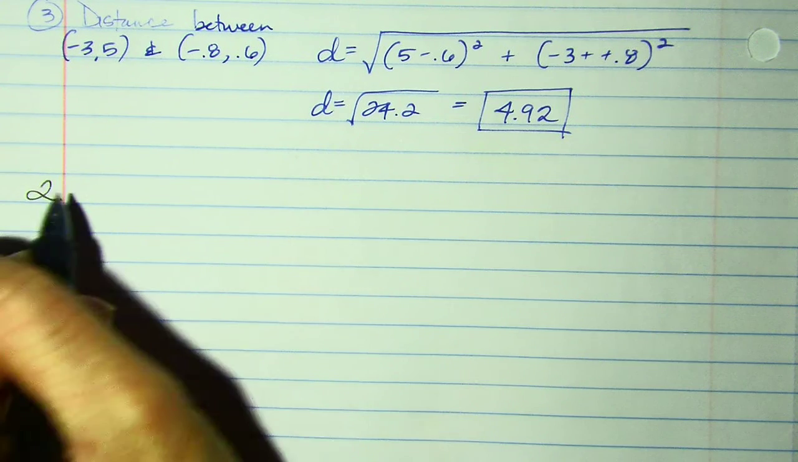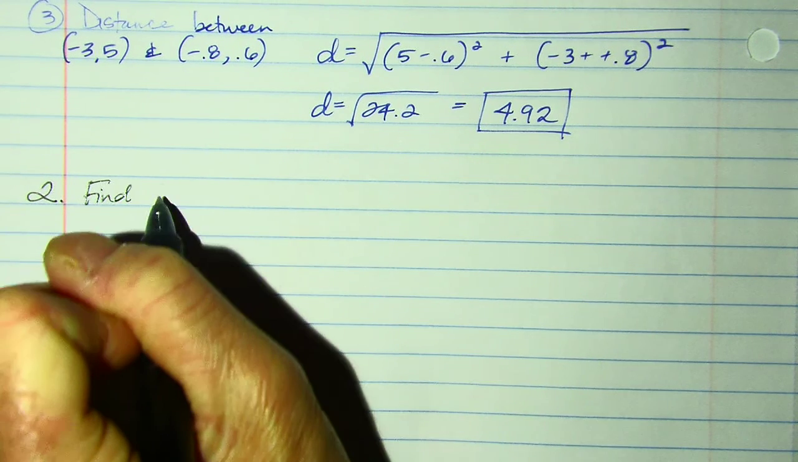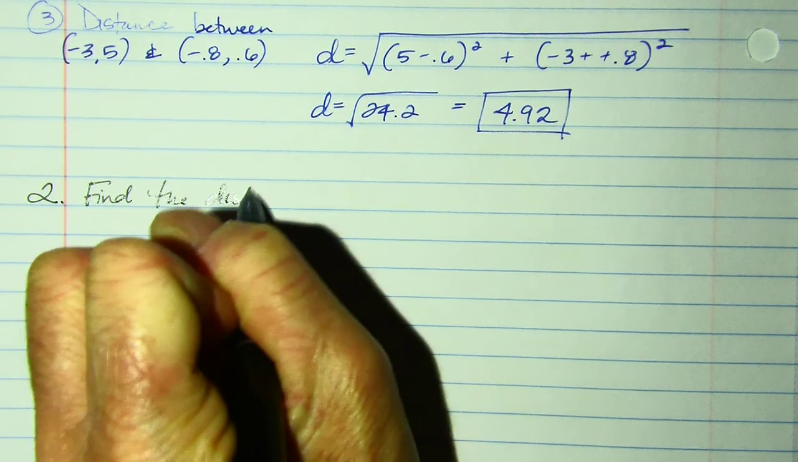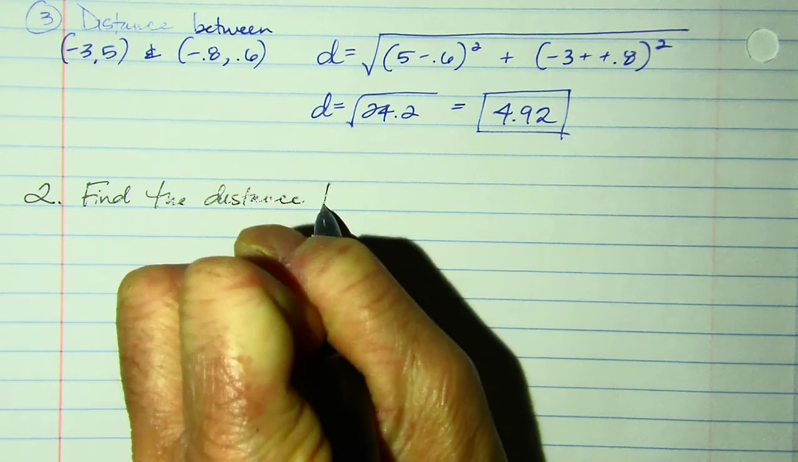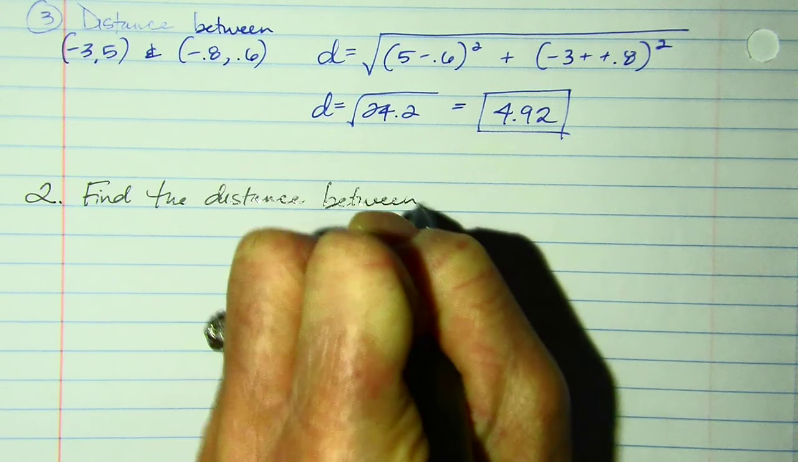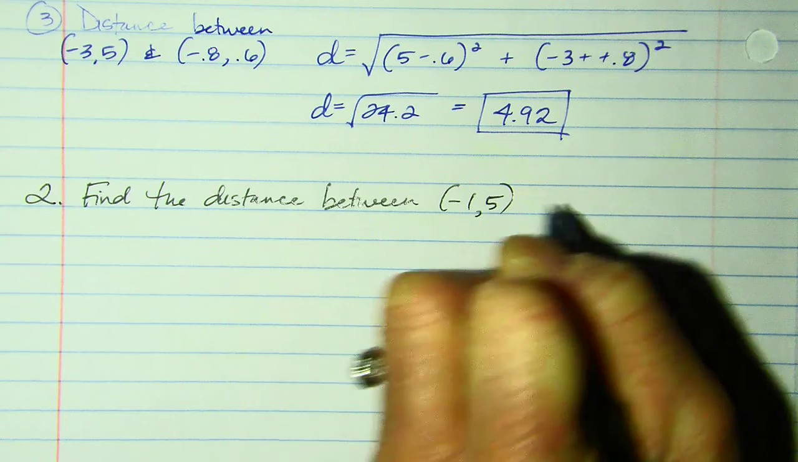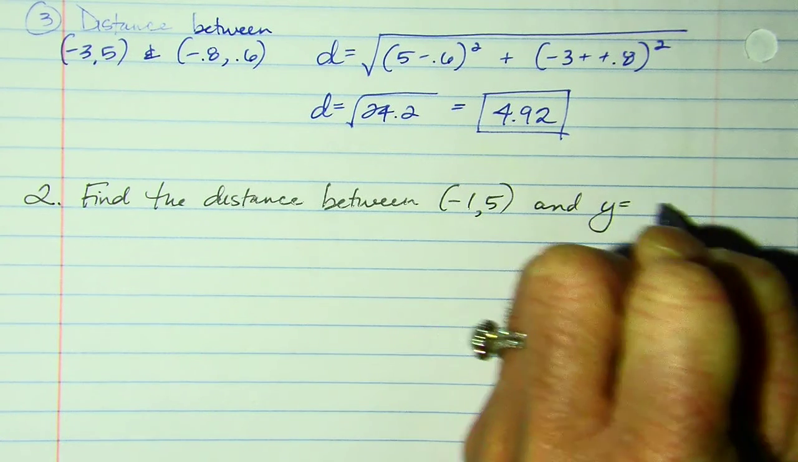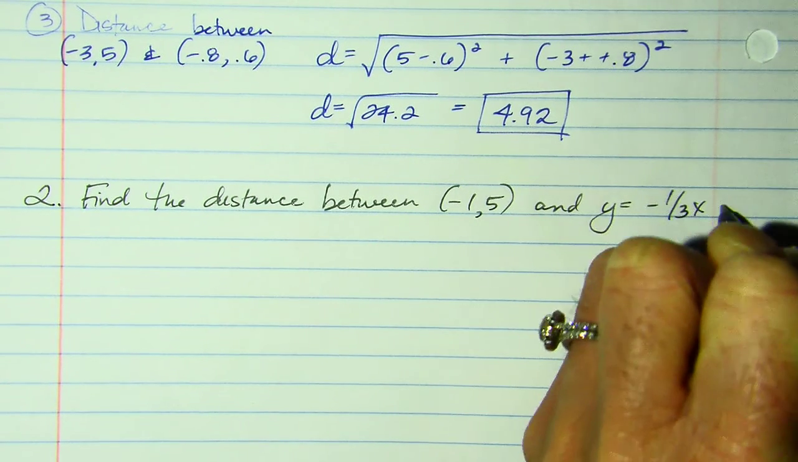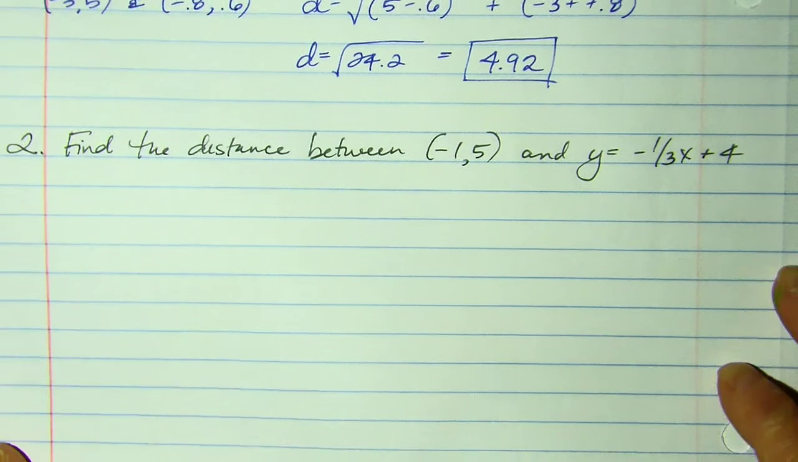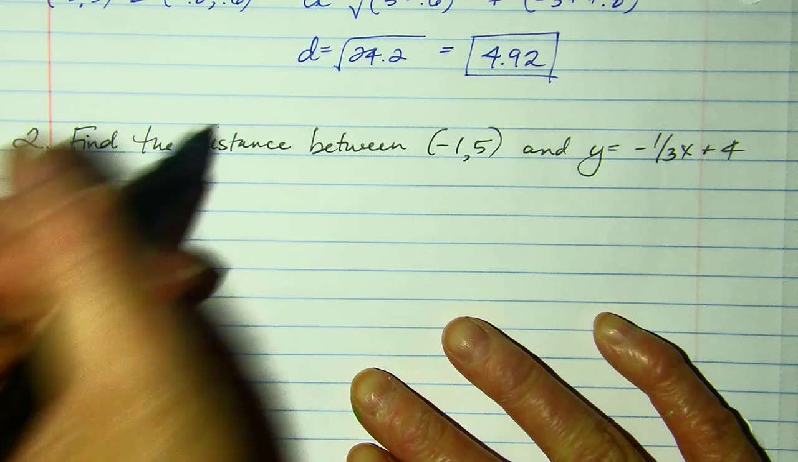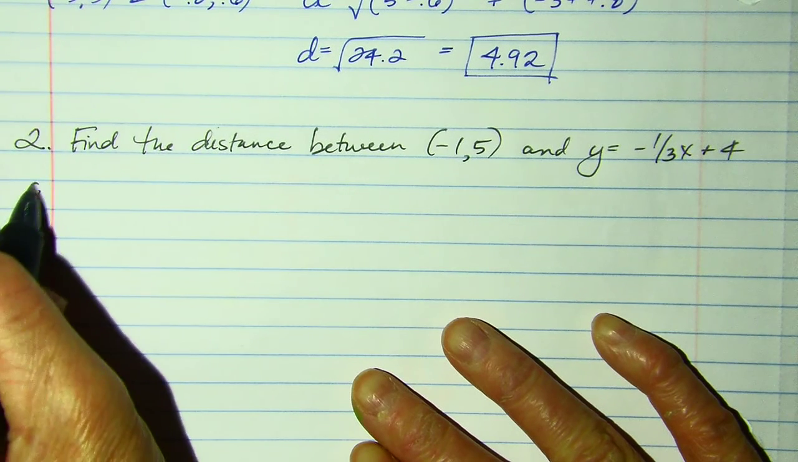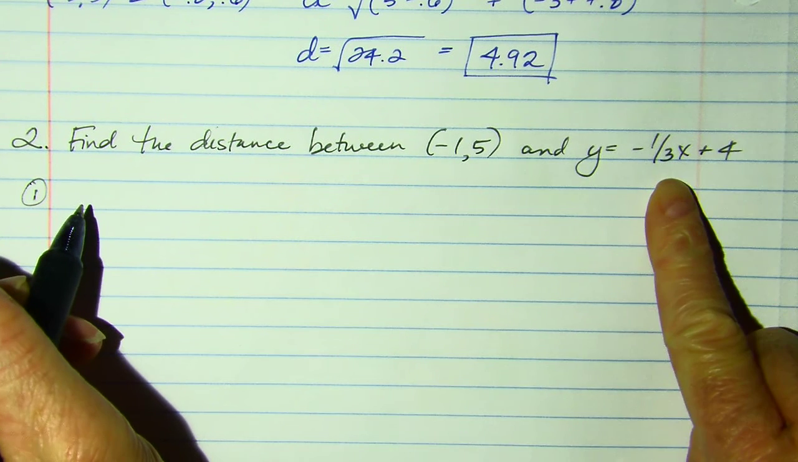So next one, find the distance between negative 1, 5 and y equals negative 1/3 x plus 4. So I will still label my steps. Step 1 is to find the equation perpendicular to this one.